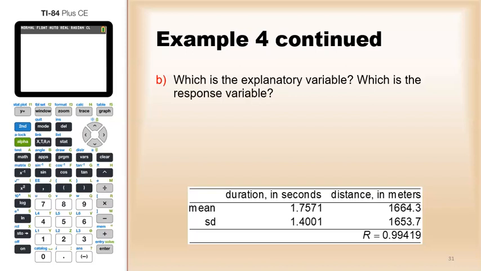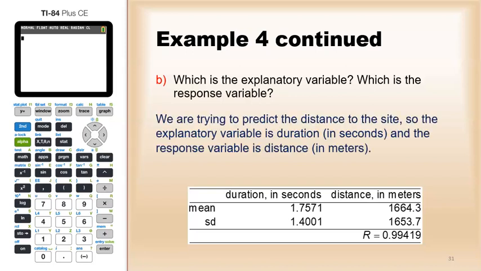All right, in terms of what's the explanatory variable and what's the response. Recall that the response variable is the one you're trying to predict. So what we're trying to predict here is the distance, and we're using the duration to make that prediction. So the explanatory variable is the duration, and the response variable is the distance in meters.